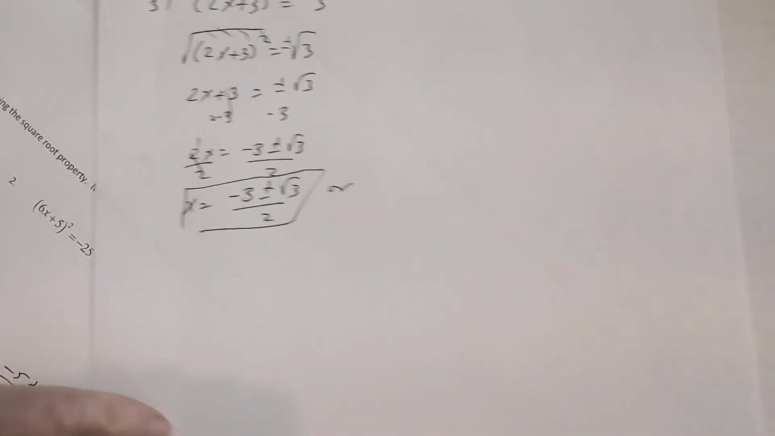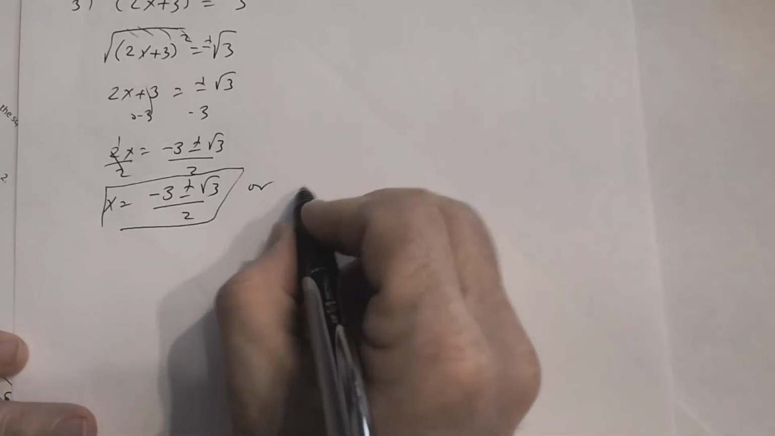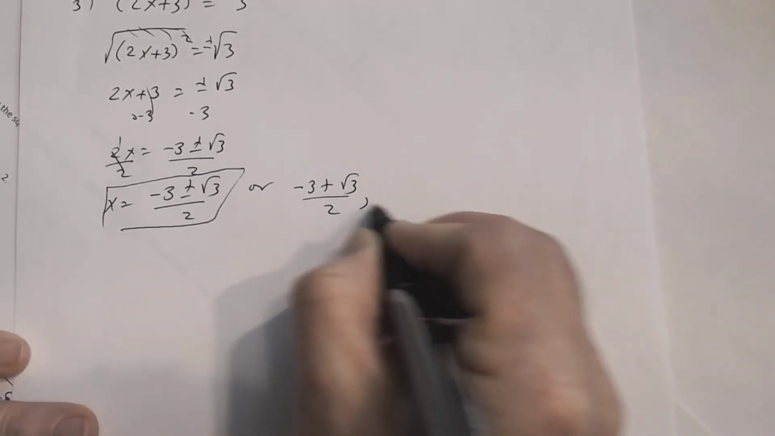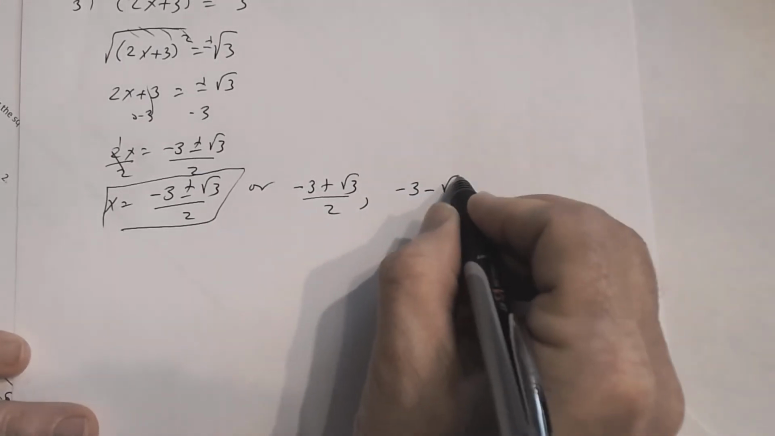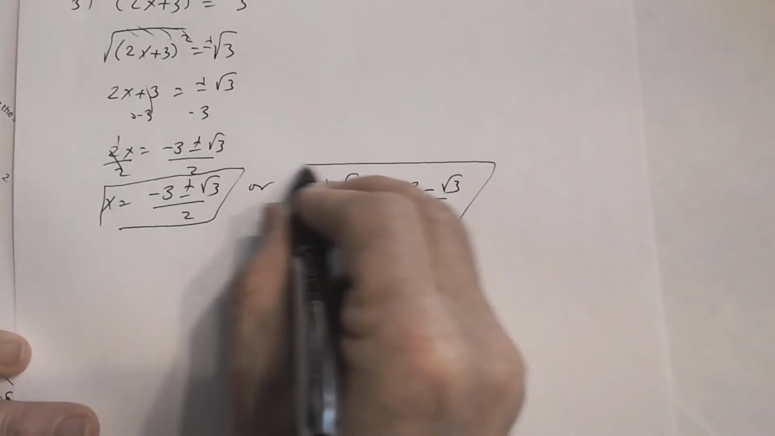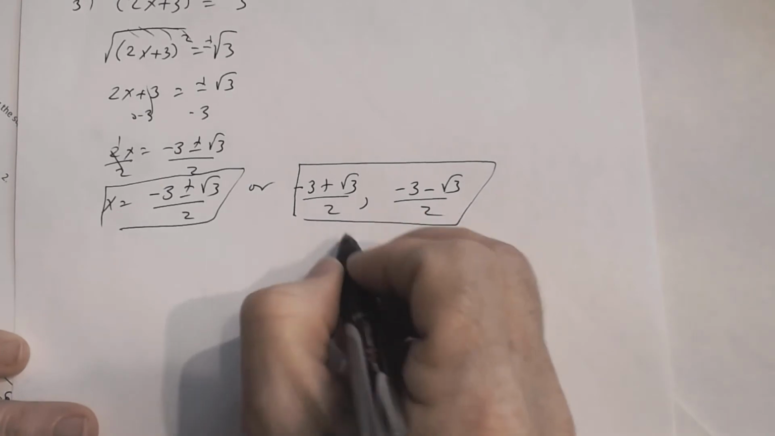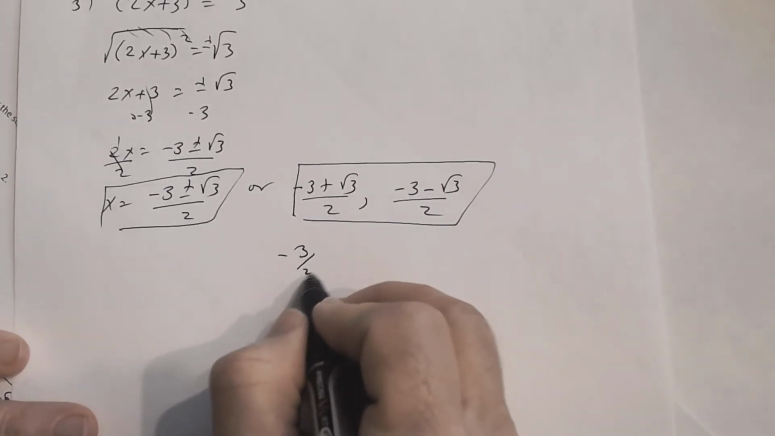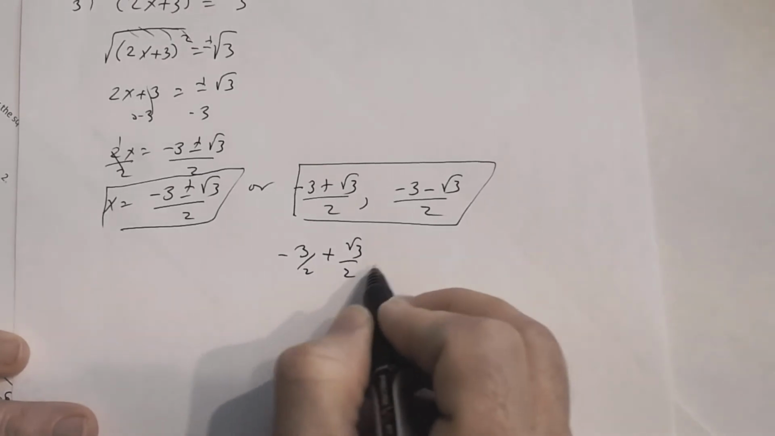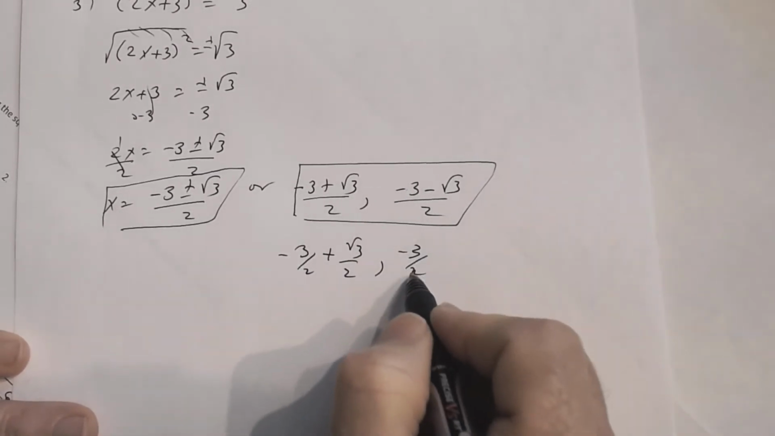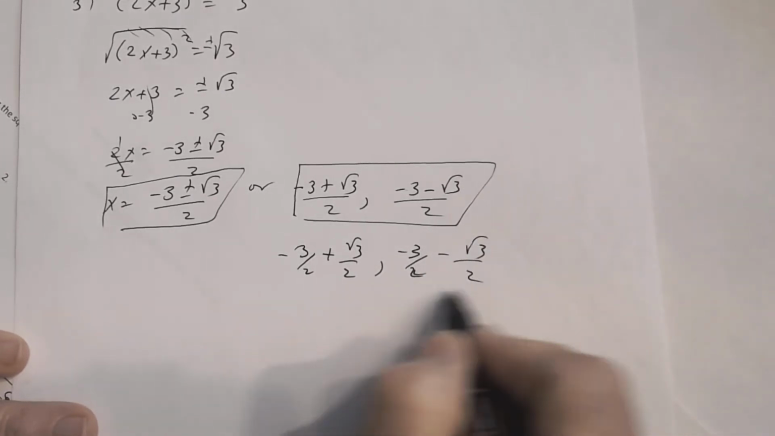So if I separate those solutions, I'm going to get negative 3 plus the square root of 3 divided by 2, comma, negative 3 minus the square root of 3 divided by 2. And again, if you want to rewrite as two separate fractions, you can. So you'd say negative 3 halves plus the square root of 3 divided by 2, comma, and then negative 3 halves minus the square root of 3 divided by 2.